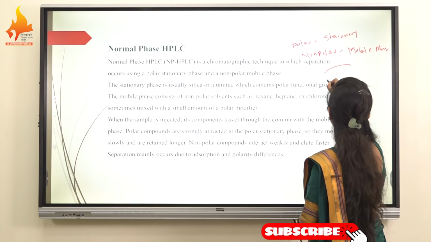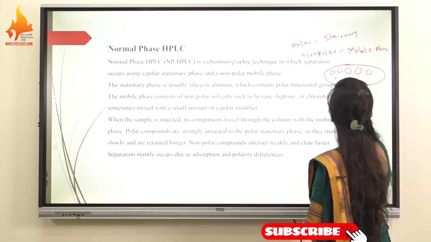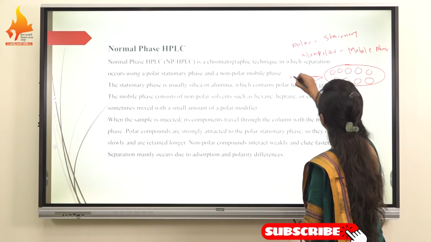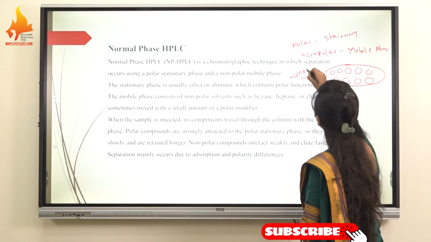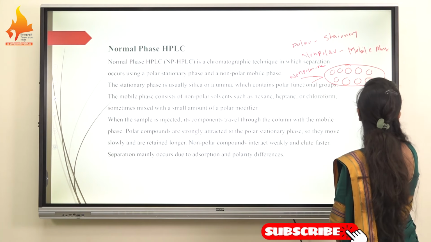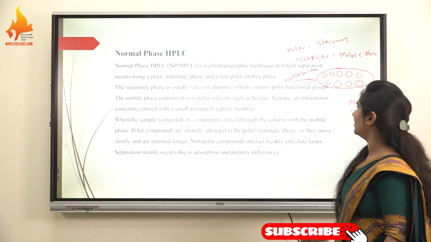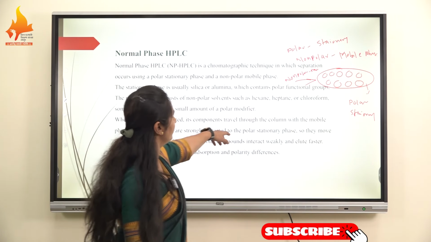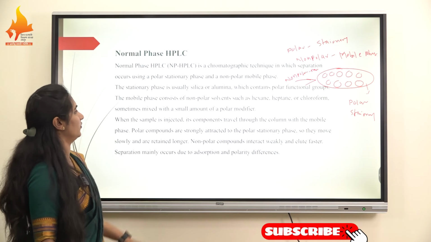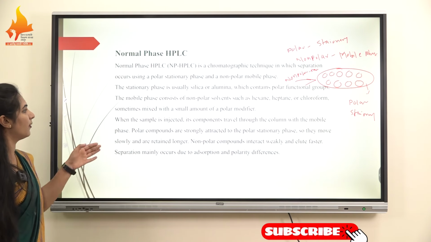For example, this is the stationary phase. This is the polar stationary phase, and the non-polar solvent which is entering is the mobile phase. The stationary phase is usually silica or alumina, which contain polar functional groups. The mobile phase consists of a non-polar solvent such as hexane, heptane, or chloroform, sometimes mixed with a small amount of polar modifiers.